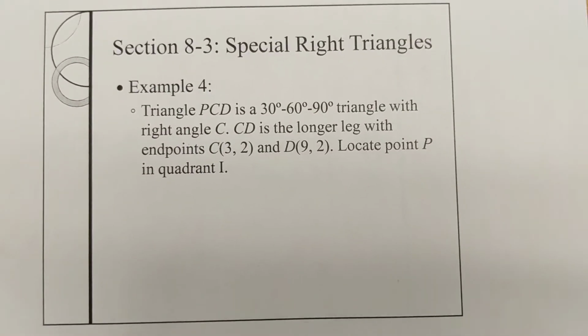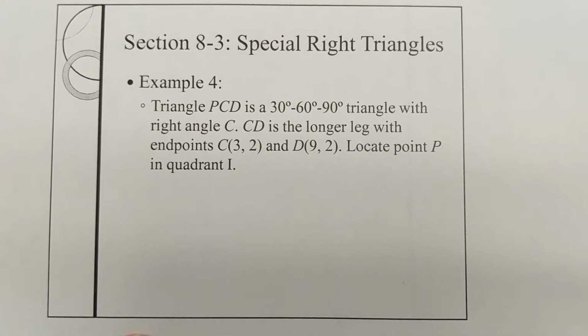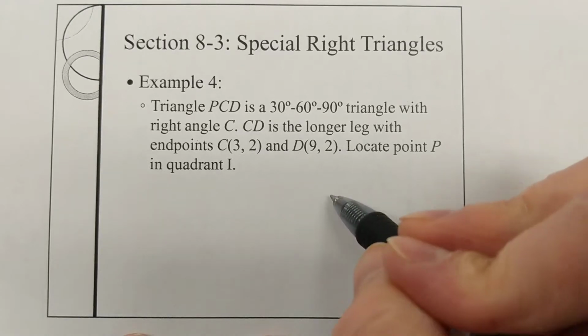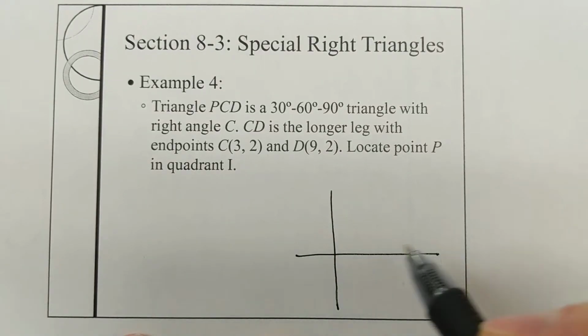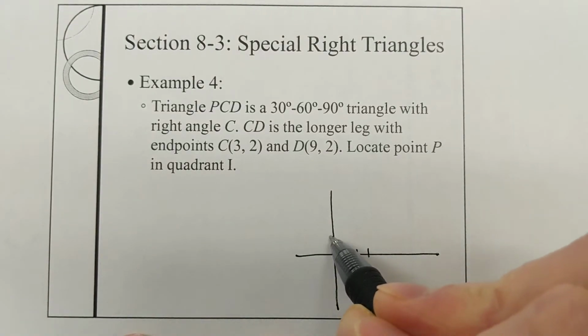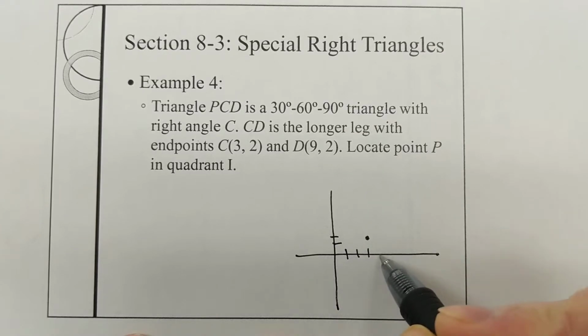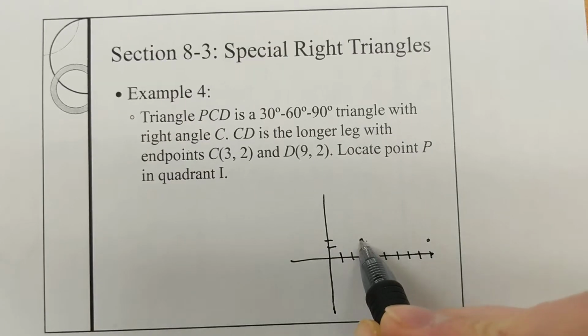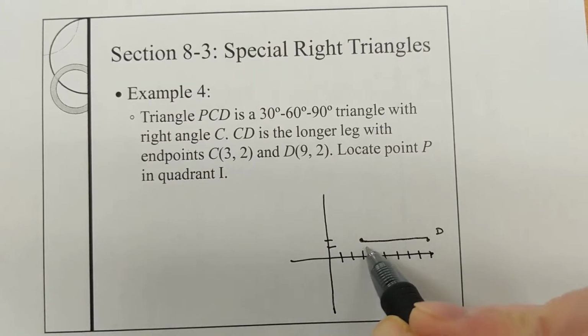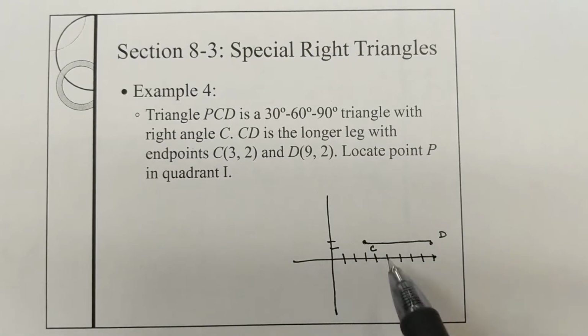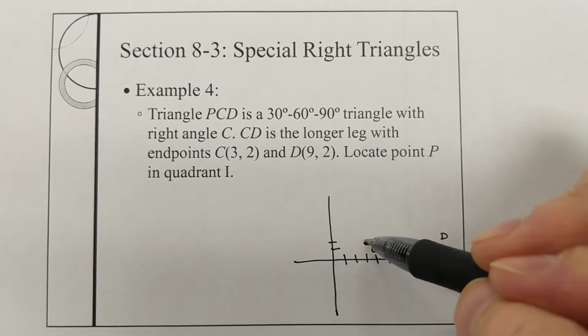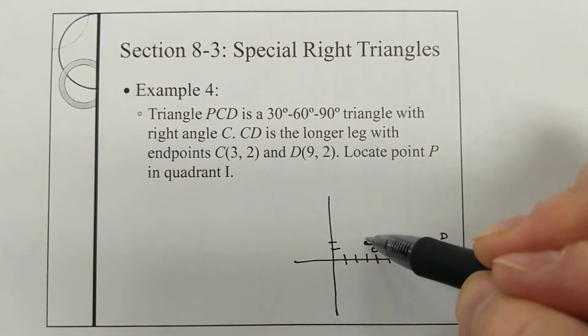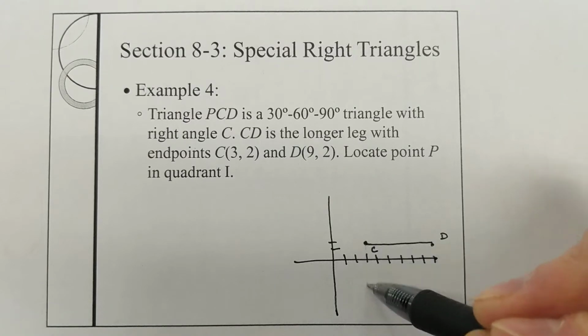The last one here wants you to graph. So triangle PCD is a 30, 60, 90. So I'll plot our points here. So C is at 3, 2, right there. D is at 9, 2. So that's one of the sides of my triangle. So there's D, there's C. So that's the long leg, and the right angle is at C, which means that the other side either has to run up and down here or up and down below.